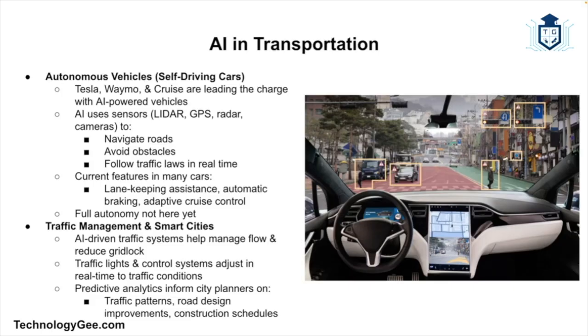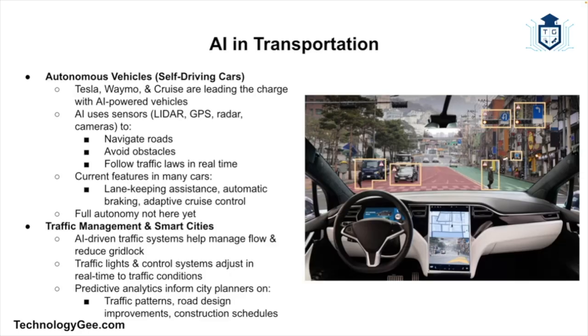Companies like Tesla, Waymo, and Cruise are using AI-powered sensors and cameras to navigate roads, avoid obstacles, and follow traffic laws. AI processes data from LiDAR, GPS, radar, and cameras in real time to make driving decisions. Now, we're not at full autonomy just yet, but we are getting closer. And many cars already include lane keeping assistance, automatic braking, and adaptive cruise control.